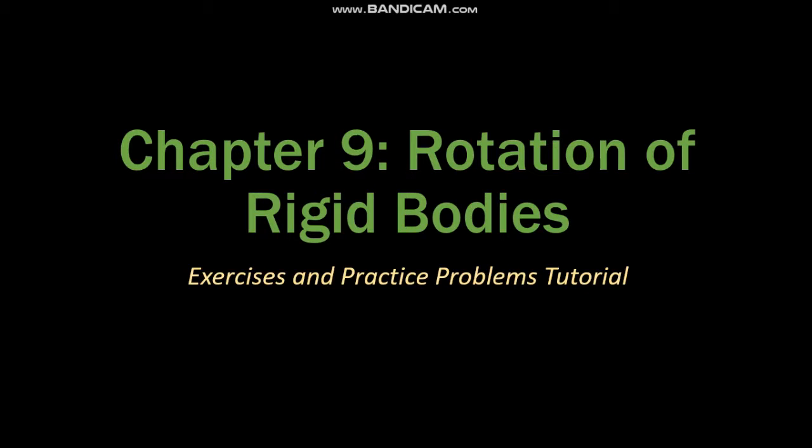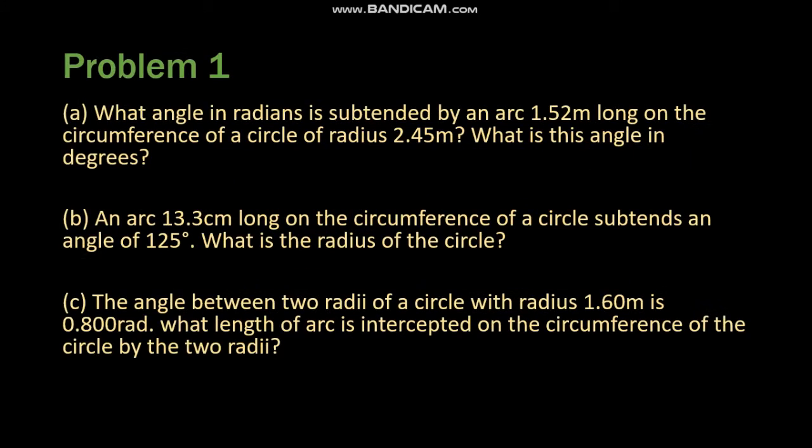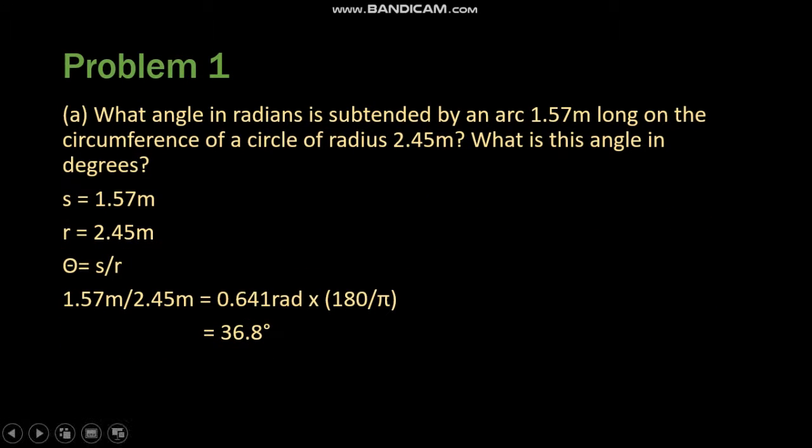I'm going to present you 3 problems and go through them step by step so that you will get how to compute for the upcoming problems ahead. So for problem 1A, what angle in radians is subtended by an arc 1.57 meters long on the circumference of a circle of radius 2.45 meters? What is this angle in degrees?